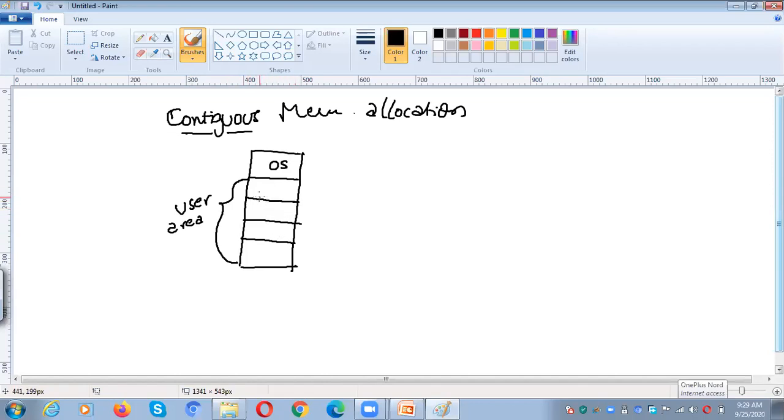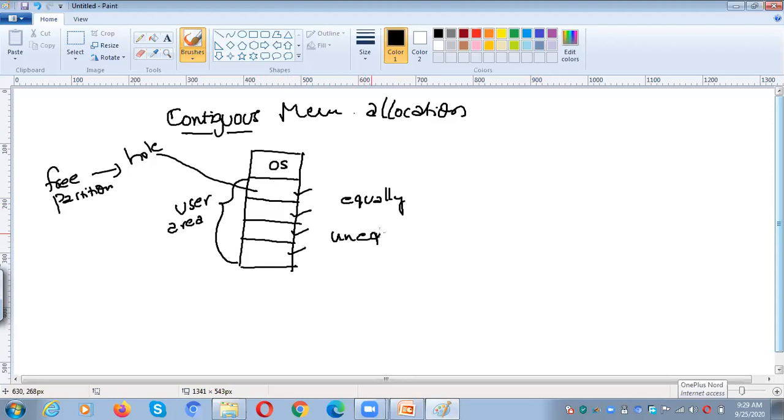Whenever there is a partition, a free partition is called a hole. We need to keep the process into the main memory for execution. There are three types of techniques to keep the process into these blocks. For example, if you observe here, all these blocks are of equal size. That means we can partition them equally, or we can go for unequal partitions.